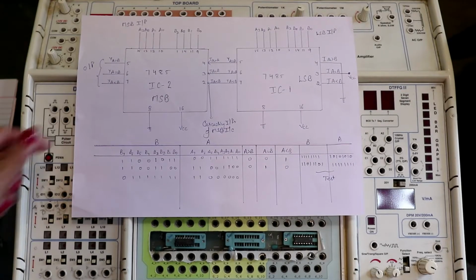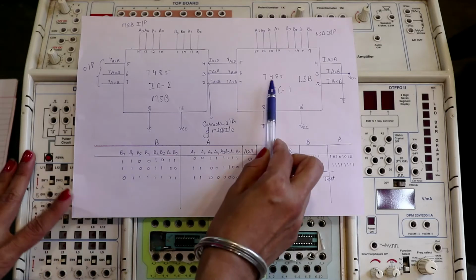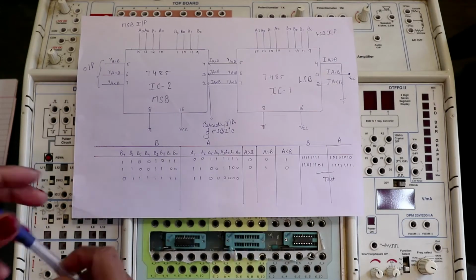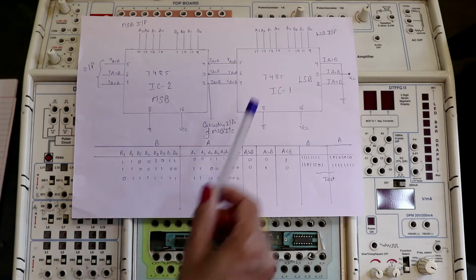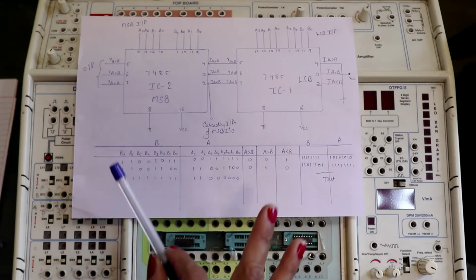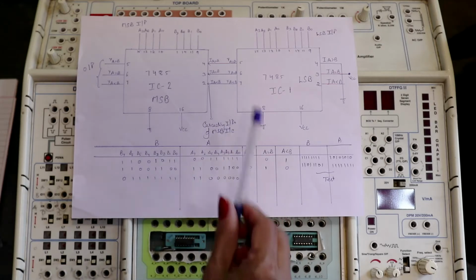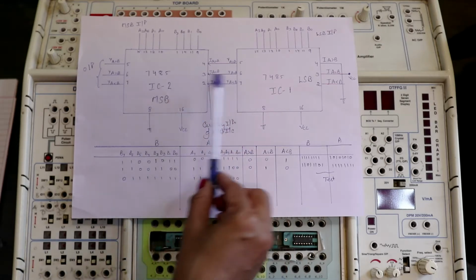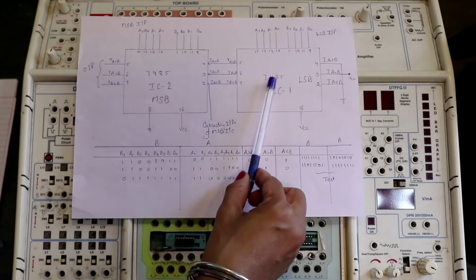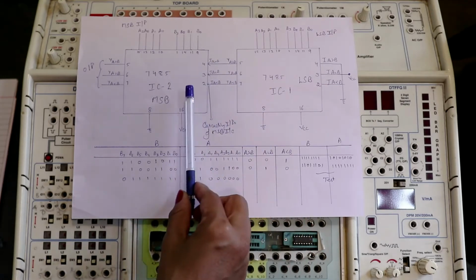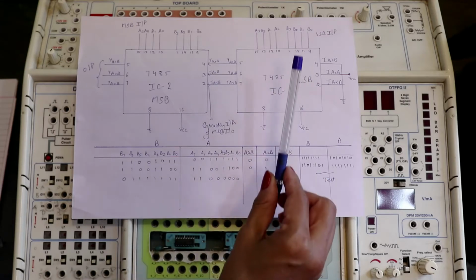In this video session, I'm going to explain an 8-bit magnitude comparator using IC 7485. As we know, this IC is a 4-bit magnitude comparator IC, but we are going to make an 8-bit magnitude comparator by cascading two ICs of 7485 and make an 8-bit magnitude comparator circuit.